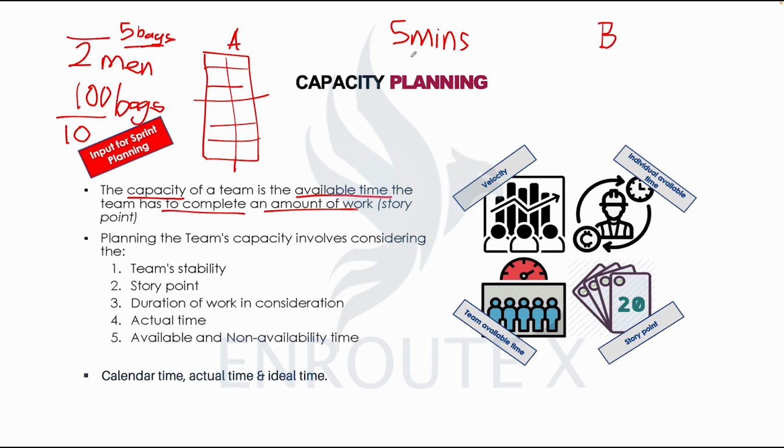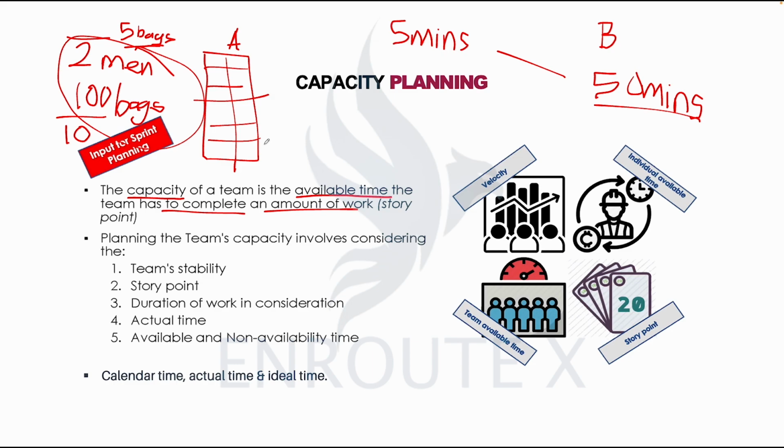So if they would go 10 times, they would deliver 100 bags in total, meaning 5 minutes times those 10 times, meaning in 50 minutes, those 2 would have carried 100 bags. So this 2-man team, the capacity the 2 men have is carrying 100 bags in 50 minutes. That's their team capacity. Just a brief understanding of laying the foundation for this.